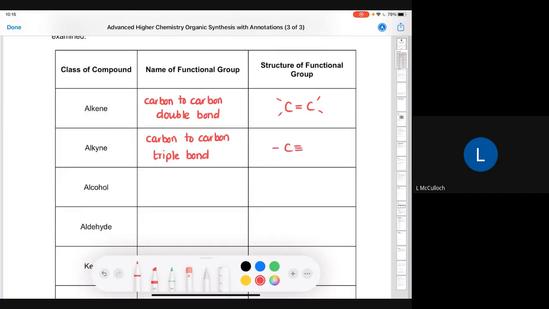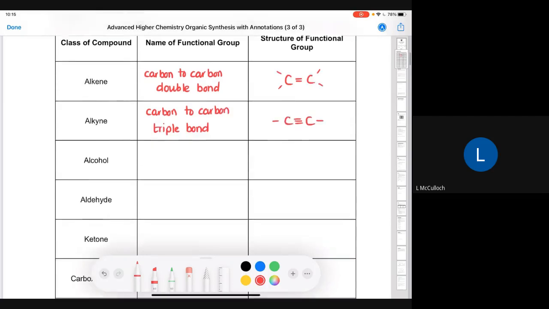Which will look like that. So we've got 3 bonds in between. Now, we did talk briefly about alkynes when we were looking at the molecular orbitals topic, and we talked about alkynes having sp hybridization. And we also talked about a triple bond being made from 1 sigma bond and 2 pi bonds.